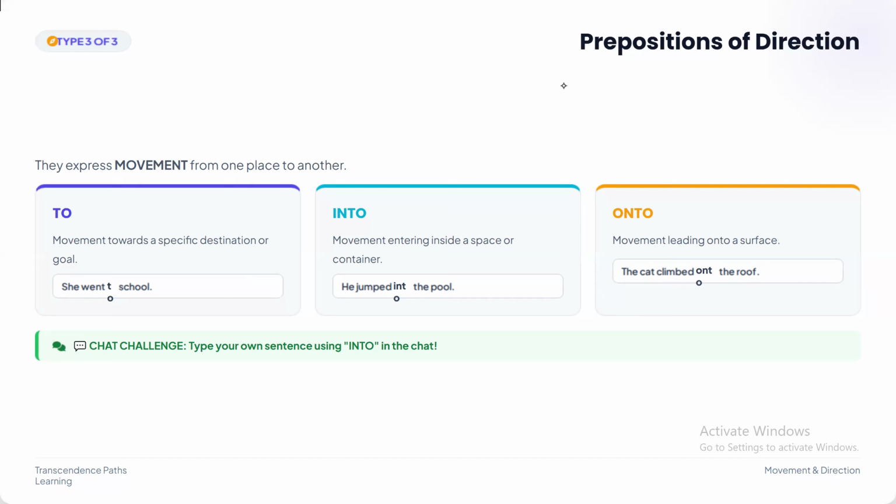Movement entering inside a space or container, you use into. He jumped into the pool. Movement leading onto a surface, that would be onto. The cat climbed onto the roof. You know, the roof is a surface. Can you type your sentence using into in the chat box? Whenever you are entering inside a space or a container, you use into. So kindly type your own sentence using into in the chat box.